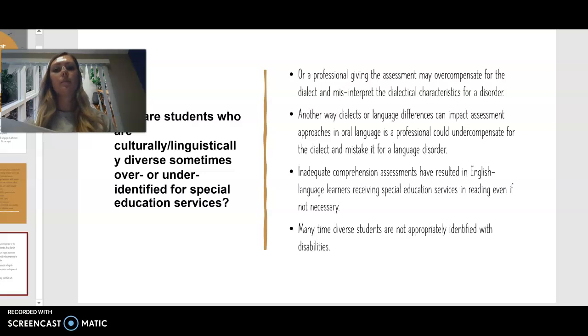So they really need to be careful looking at that and making sure that we're picking the correct assessments that show if a student does need special services, or if they need language services, or if it's both. So that's why we need to be very careful picking those assessments and making sure that we are not over or under identifying the students.